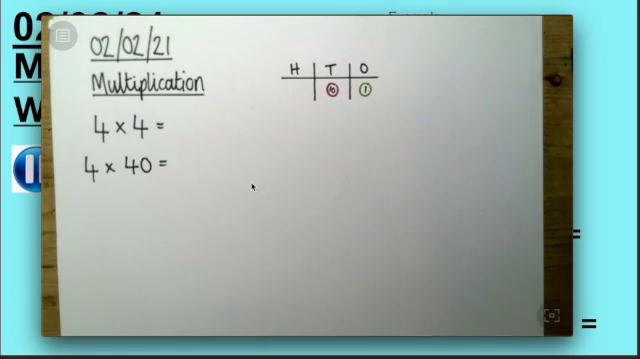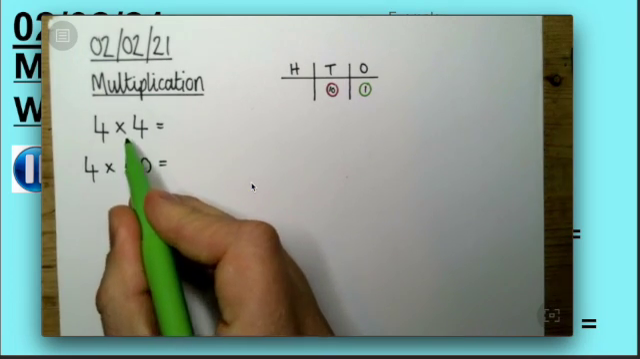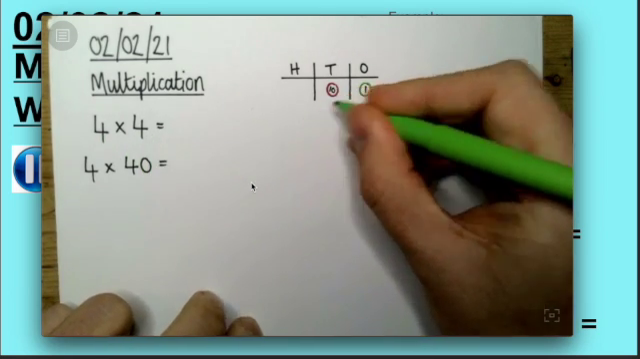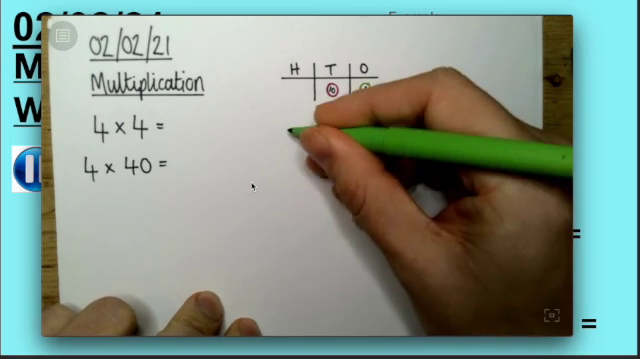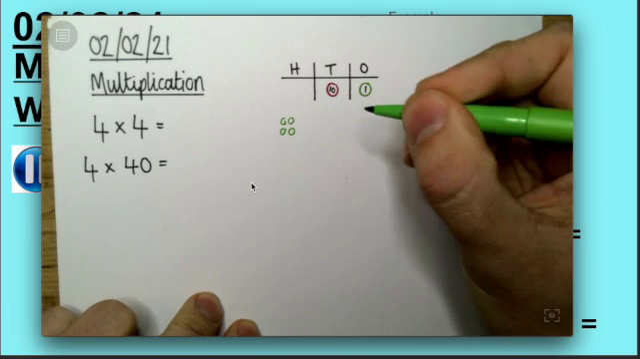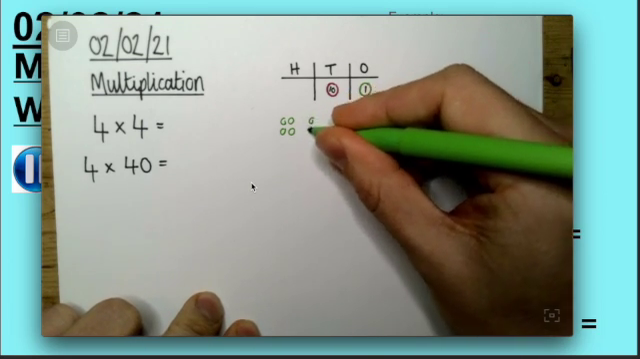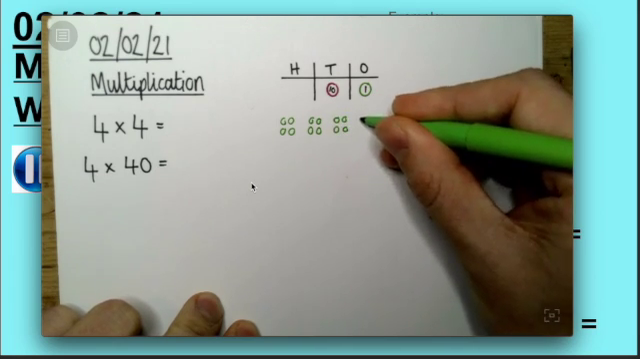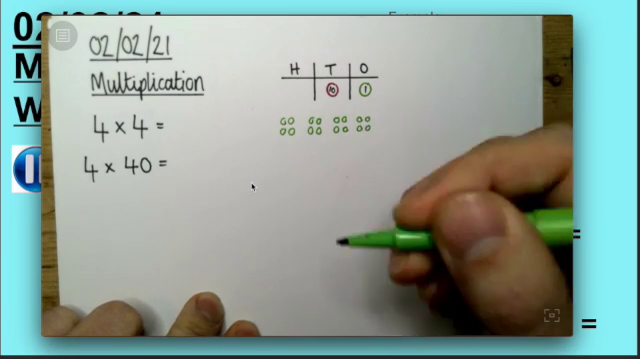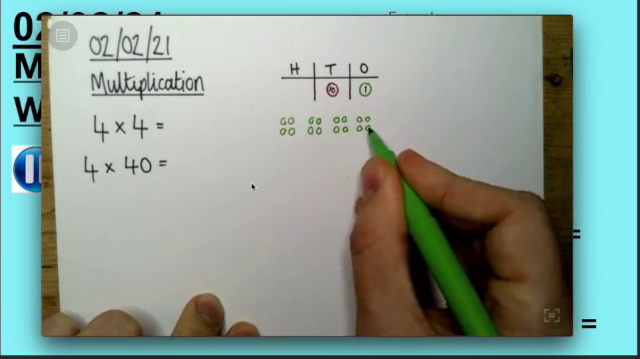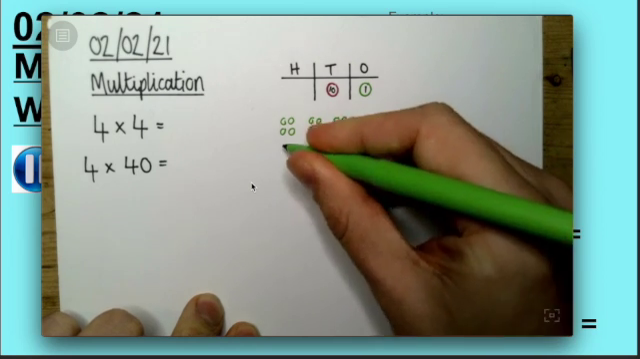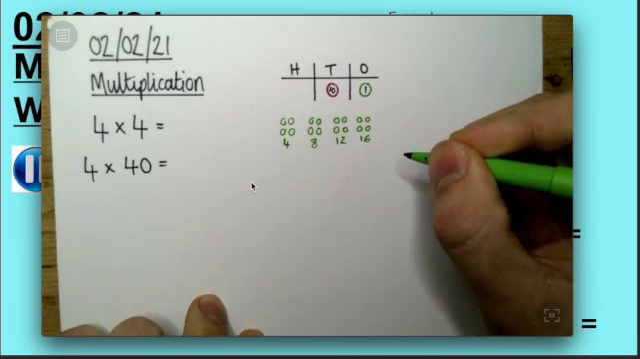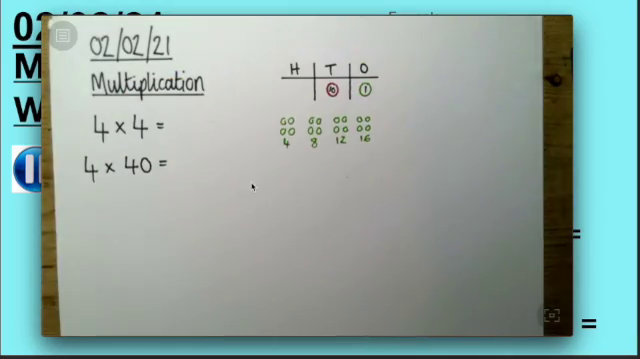Now we know 4 times 4, hopefully, and with our times table knowledge, we know that we want 4 groups of 4. So I'm going to represent my ones with the green pen here. 1, 2, 3, 4, that's one group of 4. 2 groups of 4, 1, 2, 3, 4. 3 groups of 4. 4 groups of 4. Now if I count them up, I've got 4, 8, 12, 16. So I know that 4 times 4 is 16.